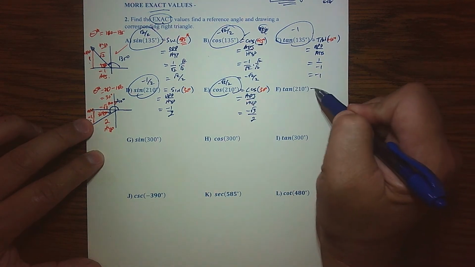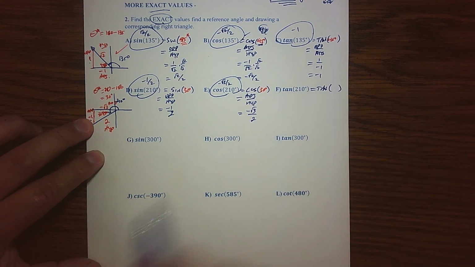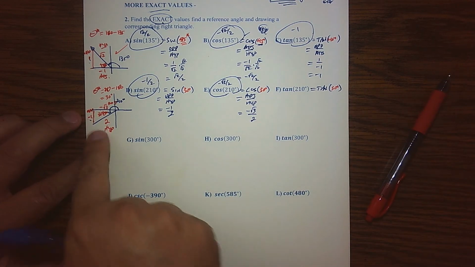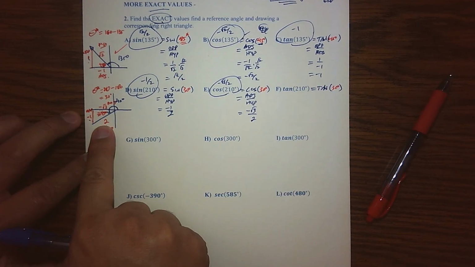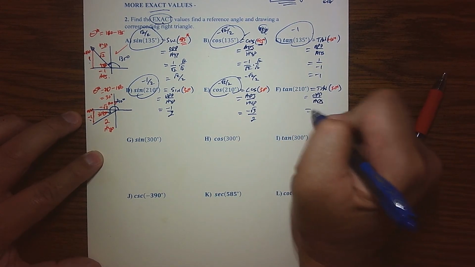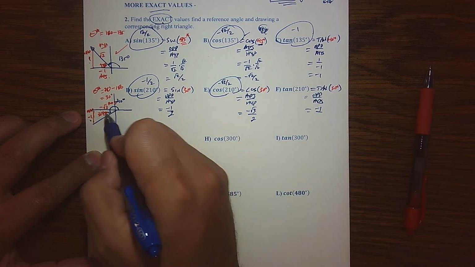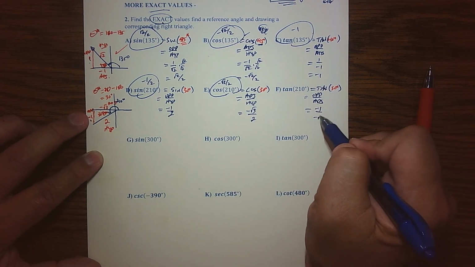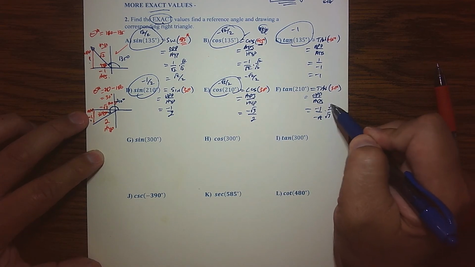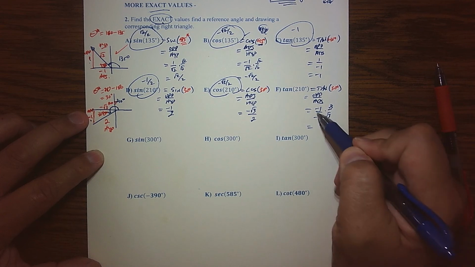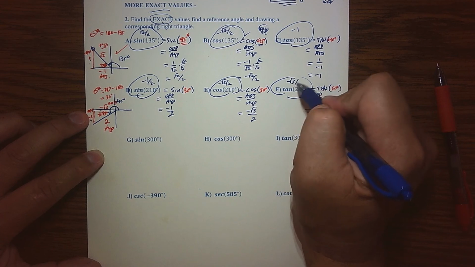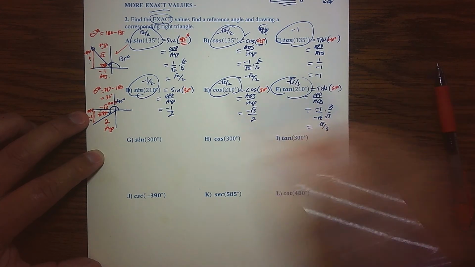Tangent of 210, well, again, by using our theory that we talked about, the tangent of 210 would be the same as the tangent of the reference angle for this picture. And for this reference angle, the opposite over the adjacent is -1 over negative square root of 3. And rationalizing my denominator, we get the square root of 3 over 3. Negative divided by negative is a positive. So that guy is the square root of 3 over 3, and that's a positive.